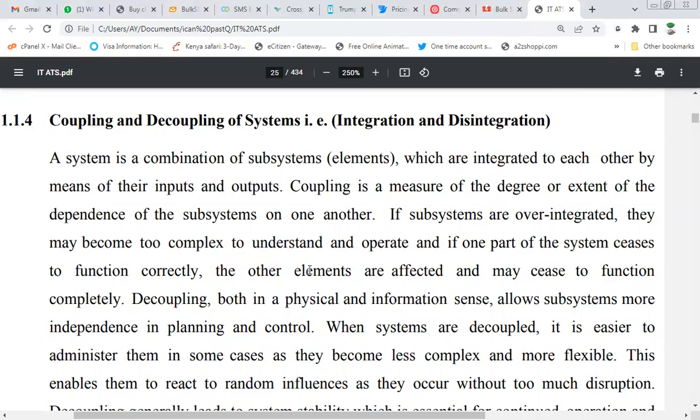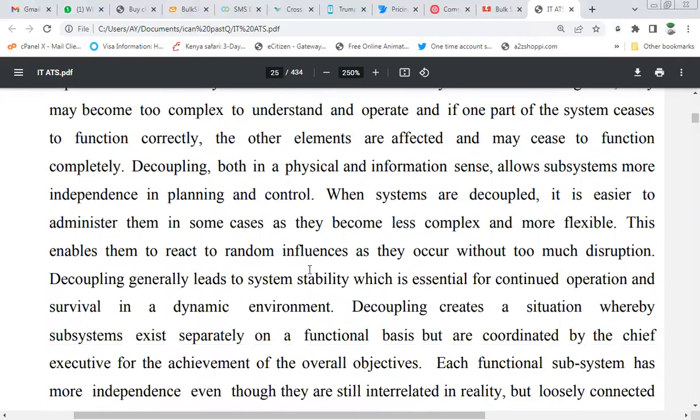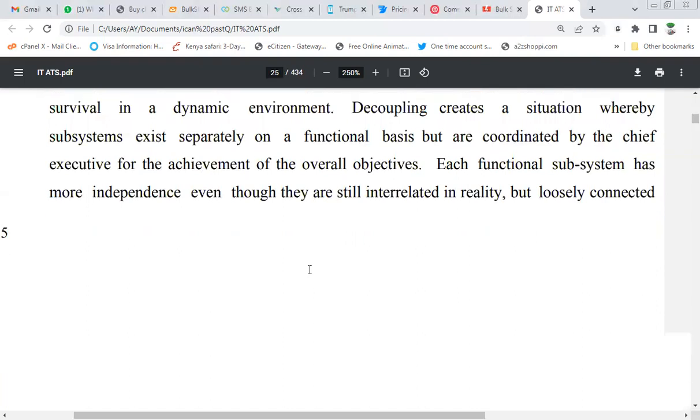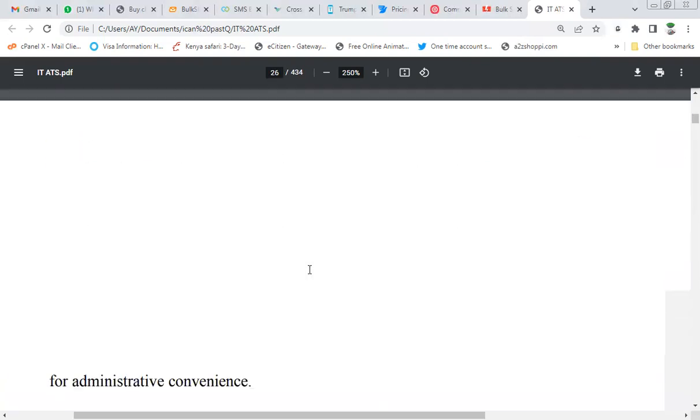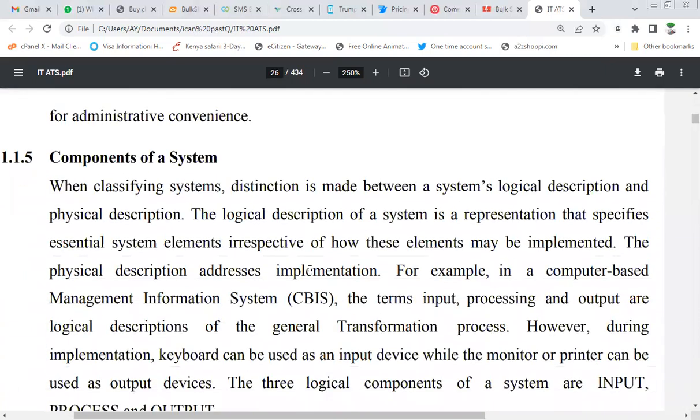What this chapter is trying to say is that there may be some level of speed and efficiency. All you need in a decoupled environment is the chief executive monitoring all the subsystems, which are the departments, and making sure they all fall in line with the ultimate goal of the company. That's all they are saying. So let's go on. Components of a system.